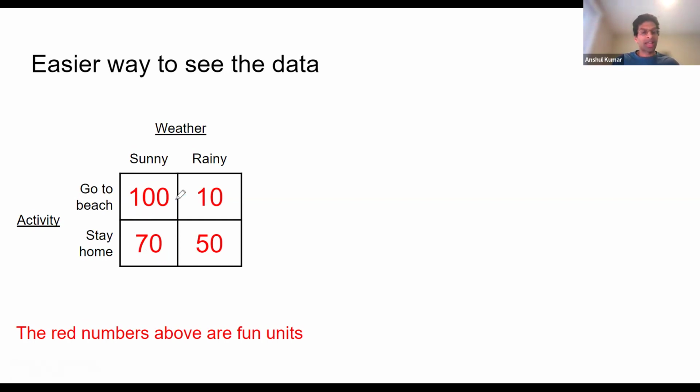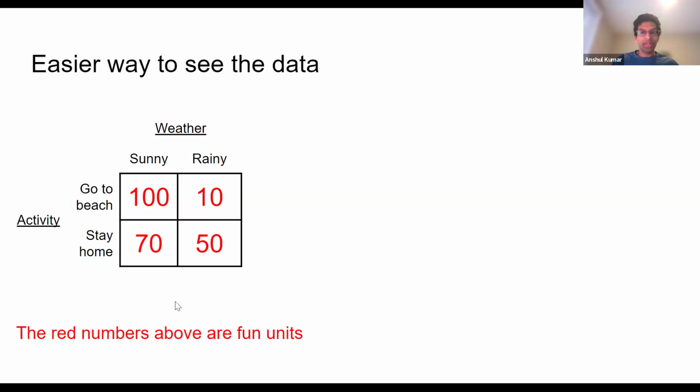But now let's say it's a rainy day. Let's say the weather is rainy. Then if we stay at home, we experience 50 units of fun just by staying at home on that rainy day. But if we go to the beach on that rainy day, we don't have a very good time at all. We only have 10 units of fun if we do go to the beach on that rainy day.